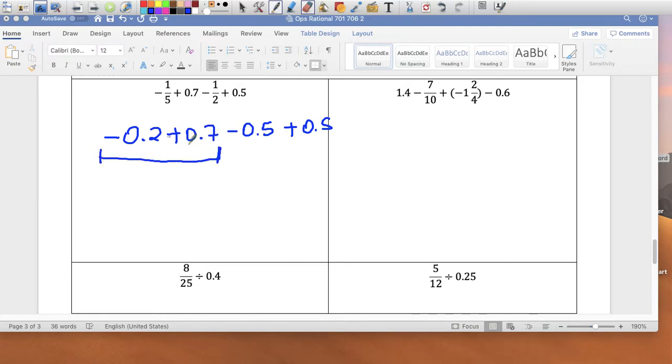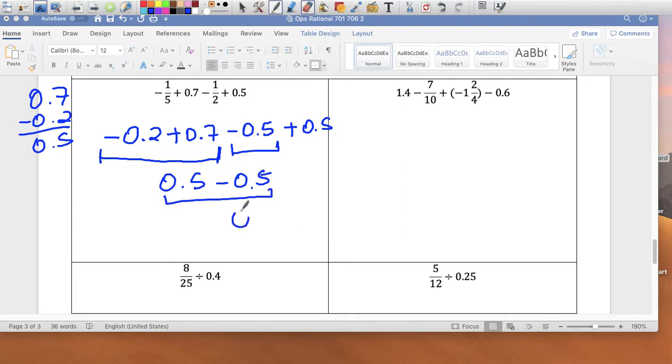Negative plus a positive, who's going to win? The positive, right? So if you do 0.7 minus 0.2, it's going to be 0.5. So this is going to be 0.5 positive. Minus 0.5. So let's do this part right now. What's 0.5 minus 0.5? This is 0. And if I do 0 plus this part now, 0 plus 0.5 is just 0.5.